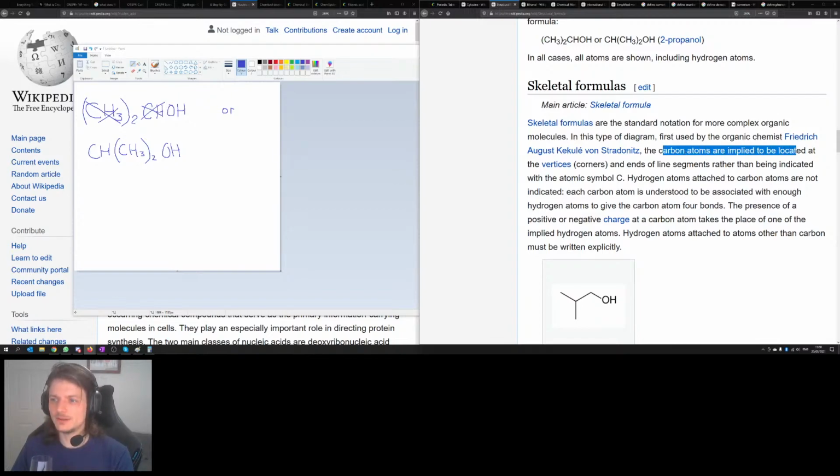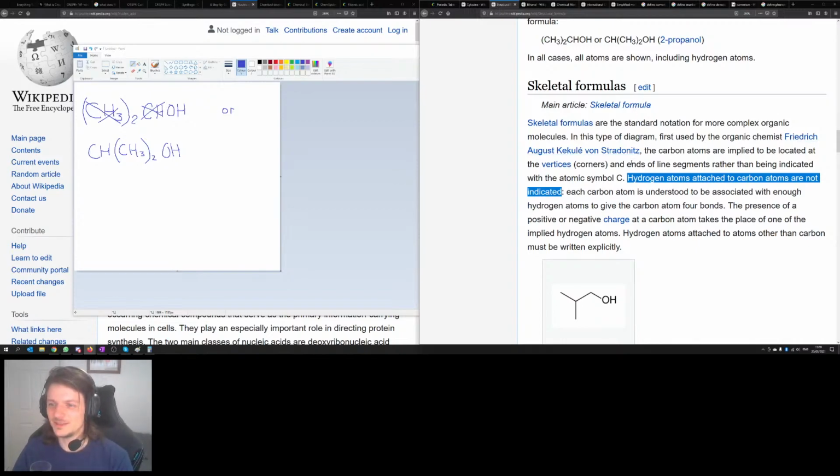So just from having the lines present, the carbon is basically omitted. The carbon atom is implied to be located at the vertices, corners, and ends of line segments rather than being indicated with the atomic symbol C. Hydrogen atoms attached to carbon atoms are not indicated. Okay. This is very interesting because that means that carbon and hydrogen are super common, which I'm sure everyone watching this knows, but I did not.